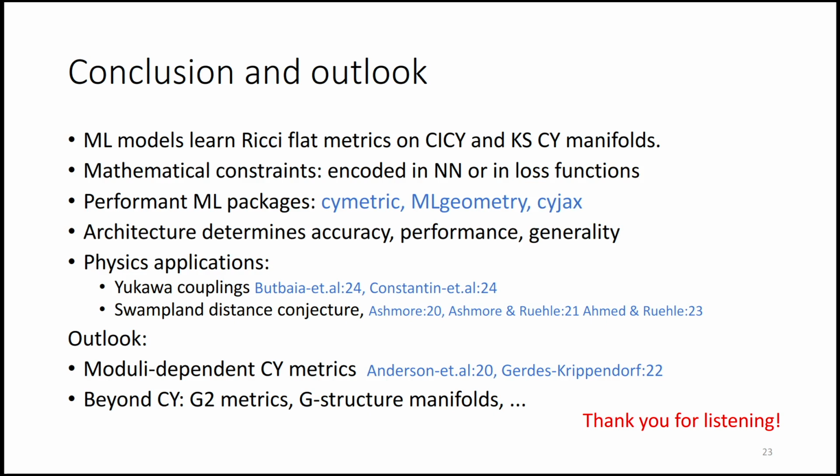If you're interested in this, I really encourage you to look at these packages and play around with them a bit. There are physics applications that people have started to explore. And of course, there's much more that can be done. One can go beyond Calabi Yau metrics. One can look at more properties of Calabi Yau metrics, for example, the moduli dependence. And with that, I would like to thank you for listening.